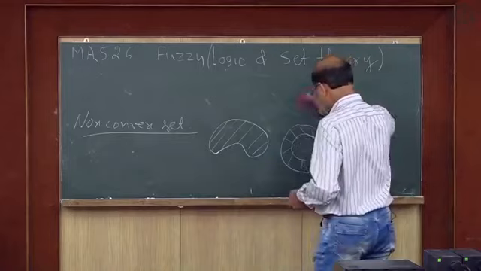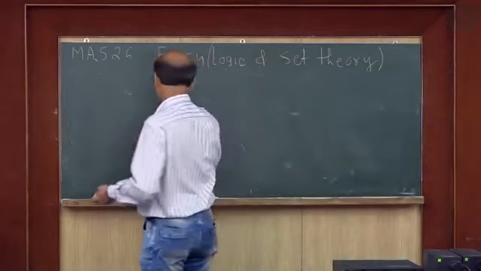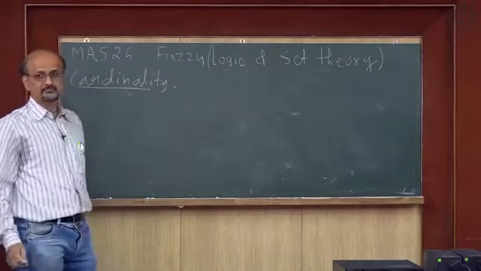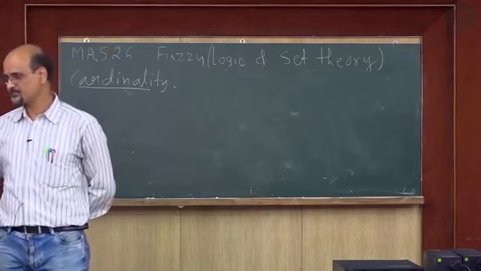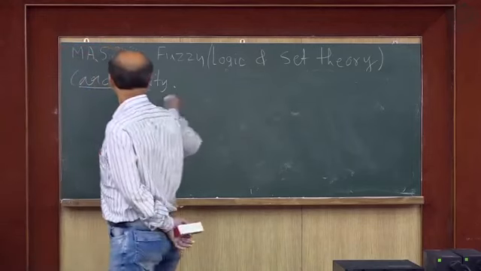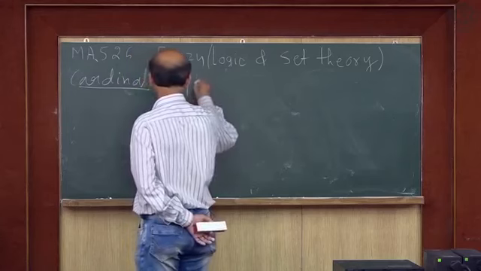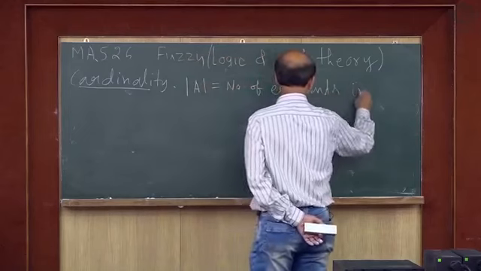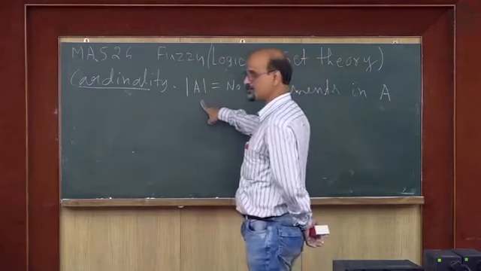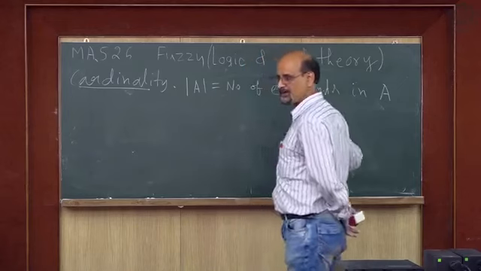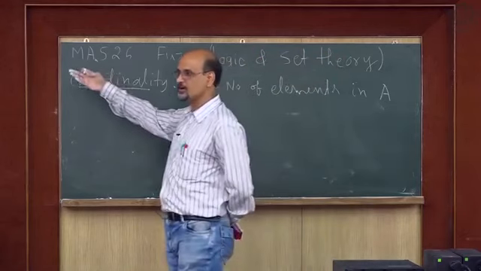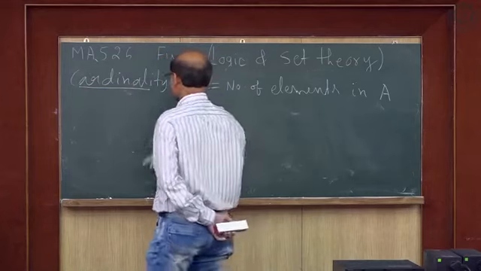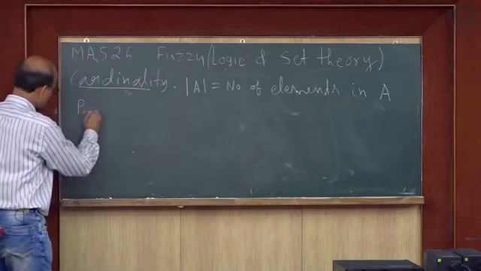Now, I hope you know what cardinality is. Cardinality of a set is the number of elements in the set. Okay. So, cardinality of A is the number of elements in A. If A is finite, then the cardinality will be finite. If the cardinality is infinite, then the set is infinite. Okay. Now, from here I can also have the power set.